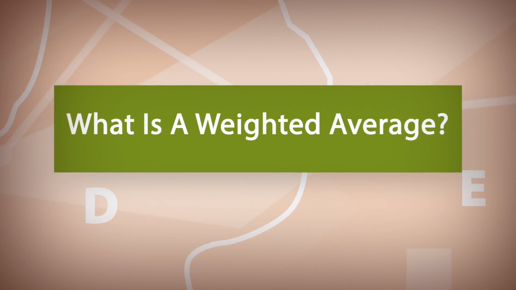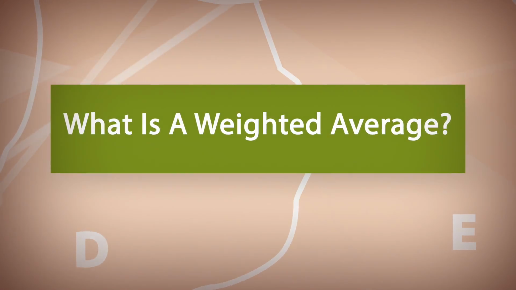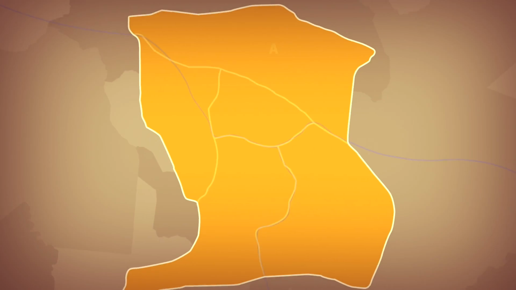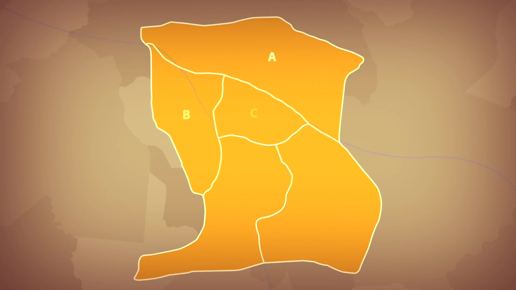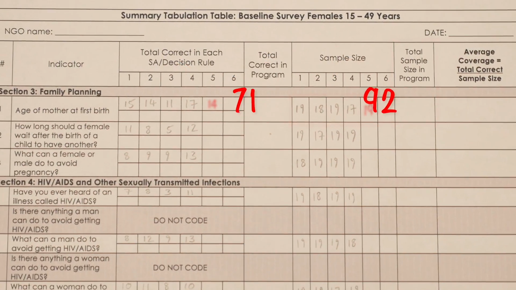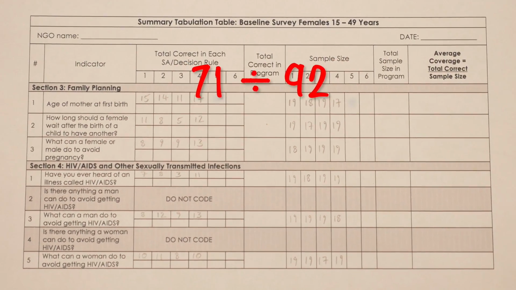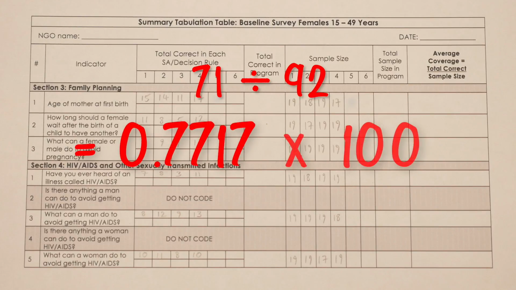What is a weighted average? Not all supervision areas will be the same size. So if you want to find a really accurate figure for coverage across the whole catchment area, you can't always just add all the coverage figures together and divide by the total, as we did in the table.